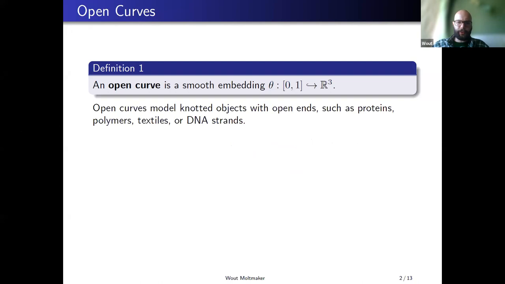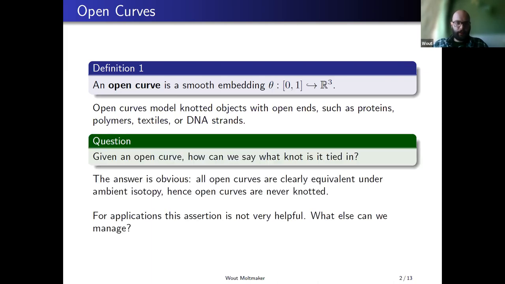These things are used to model all sorts of things. Particularly I'm interested in proteins and DNA topology. So this is applications to biology, but there are also applications to chemistry and material science, for example in polymers. And the main question we want to ask about these things is, what can we say about the knottedness of these open curves? So given an open curve, what knot is it tied in?